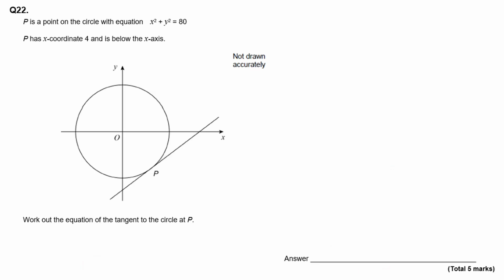P is a point on the circle with equation x squared plus y squared equals 80. P has x coordinate 4 and is below the x-axis. Work out the equation of the tangent to the circle at P.